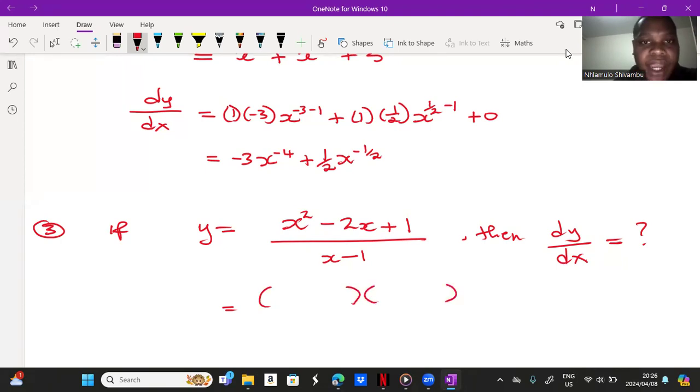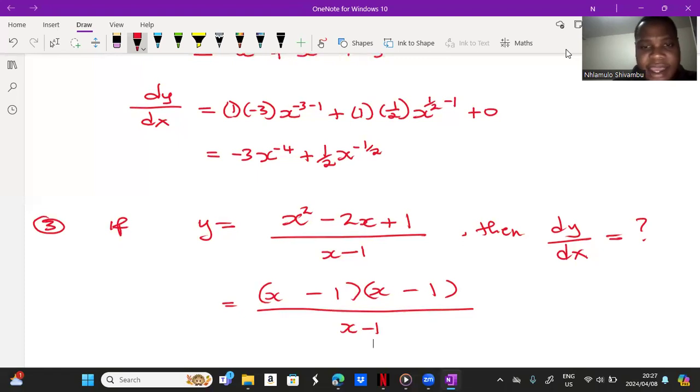So I'm going to factorize the numerator because it's a trinomial. So I'm going to open 2 brackets and then I'm going to have an x here, an x here. And then we look at the factors of positive 1, that when we multiply them, they must give us positive 1, and when we sum them, they're going to give us minus a 2, which is the middle term. And then that is negative 1 and negative 1. So those are the factors. And then over x minus 1.